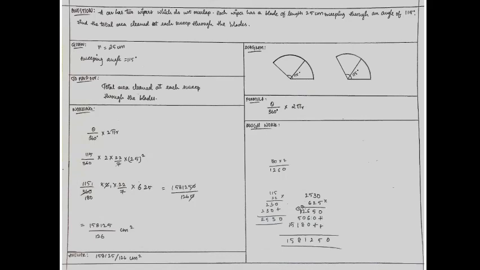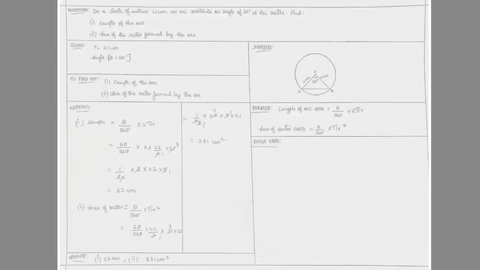So we are going to use the formula theta by 360 degree into 2 pi r. So if we substitute all the values given, we get the final answer as 158,125 by 126 centimeter square.